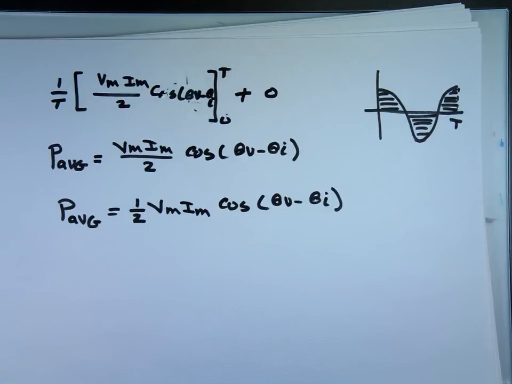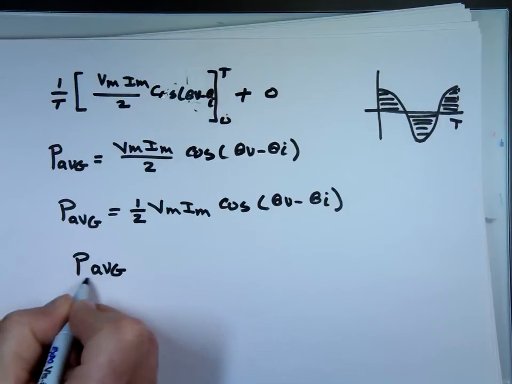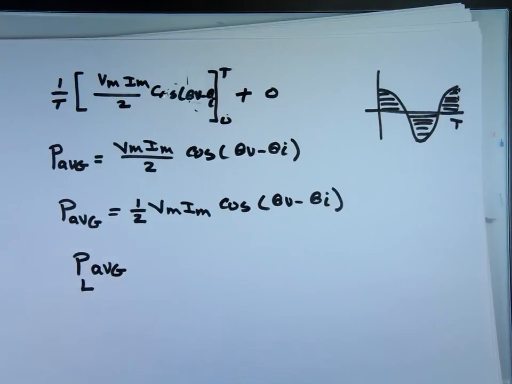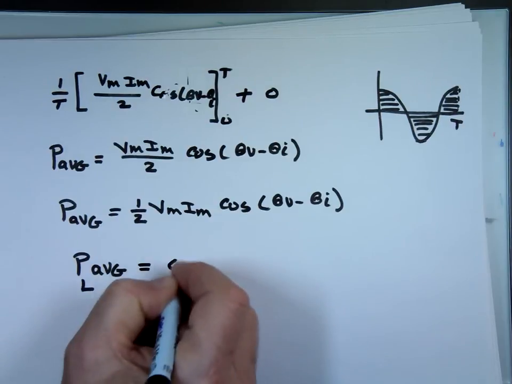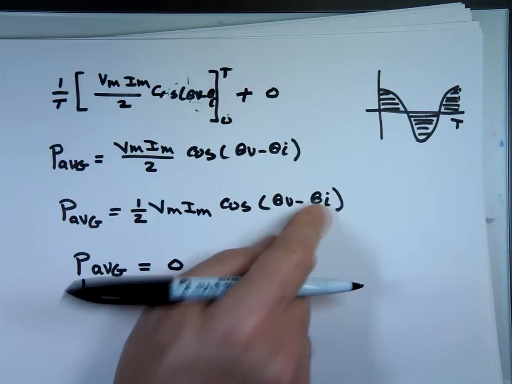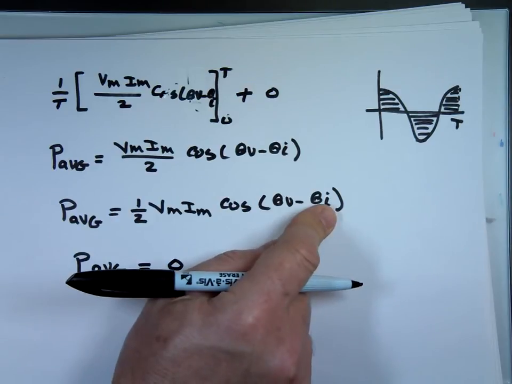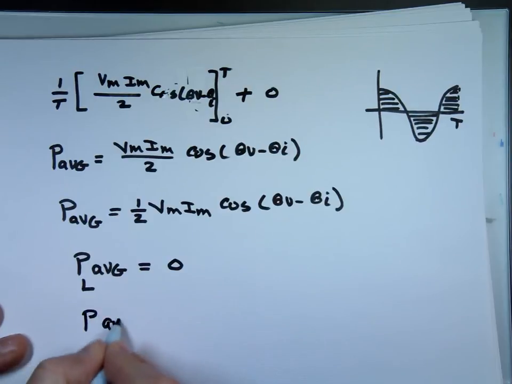Now, when you're going to find out the average power by an inductor, it's always going to be 0. Why? Because θV minus θI is going to be 90 degrees. For inductor and capacitor, one is plus, one is minus. The phase shift of 90 degrees. That's it. That's all you have. And the average power by the capacitor absorbed is 0.